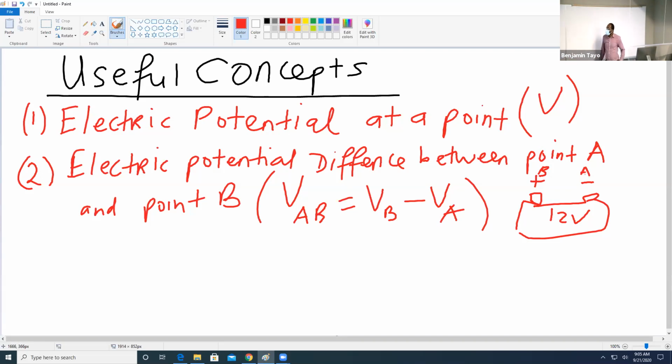Now there are so many ways that you can look at this. Just as an example, you can say that point B is at 6 volts and point A is at -6, right? So 6 and -6 give me a difference of 12. Or sometimes you can say that point B is at 12 and point A is at 0. Then if you take the difference between 12 and 0, you still get the same value.